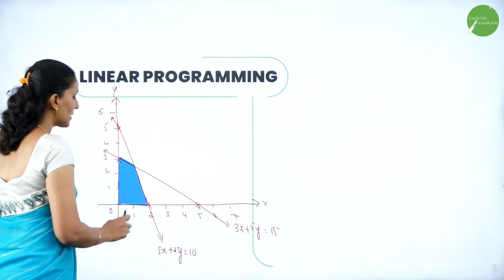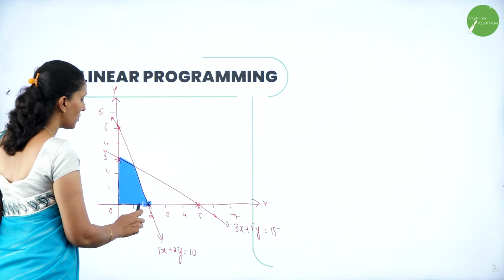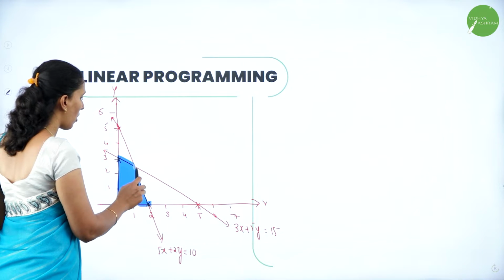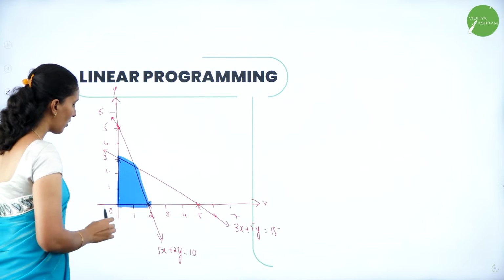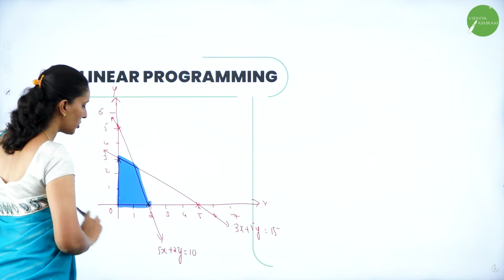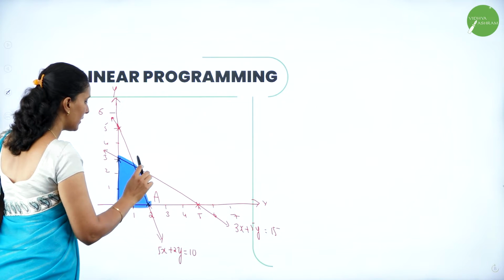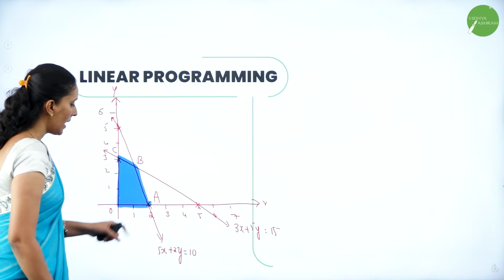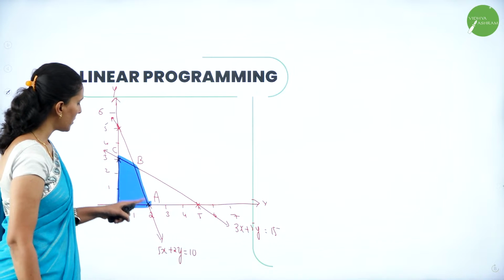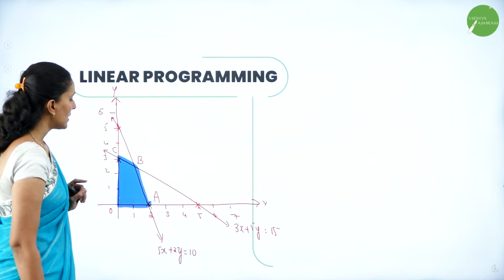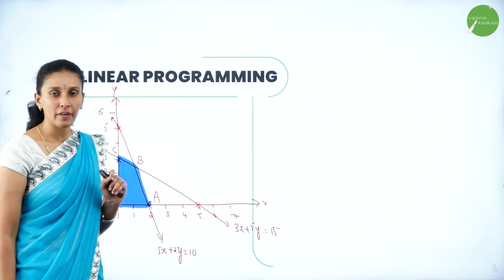Once you get the solution region here, you are supposed to mark the corner points. So what are the corner points here? Now let me write the corner points. This is the origin O, this is A, this is B, and this is C. A we already know, that is (2, 0). C is already known, that is (0, 3). B we need to find out.